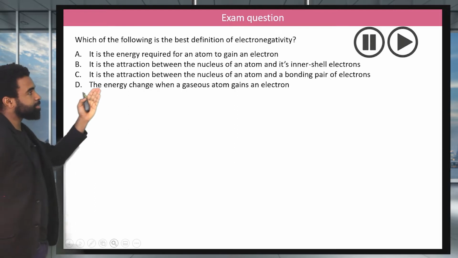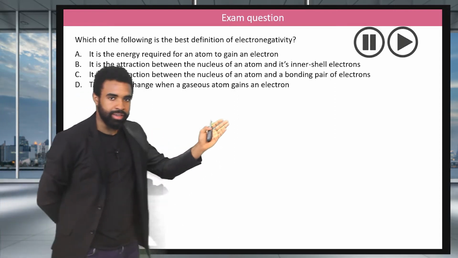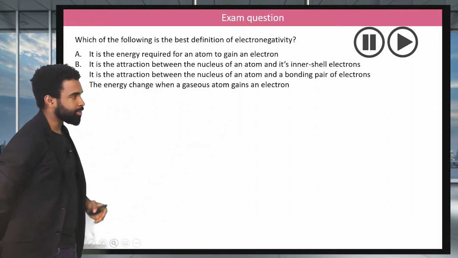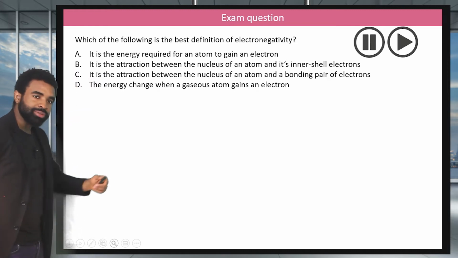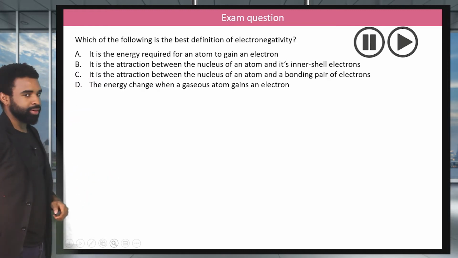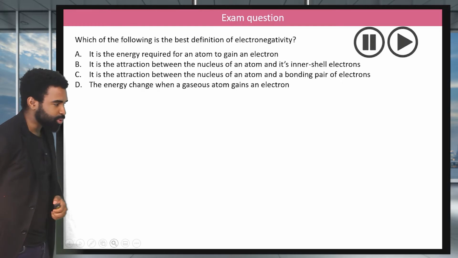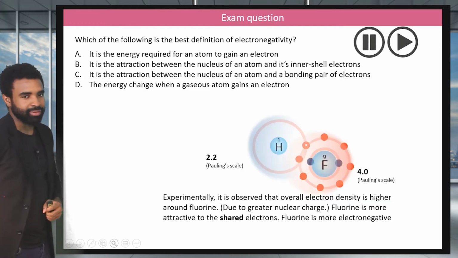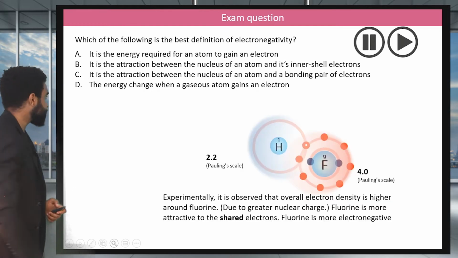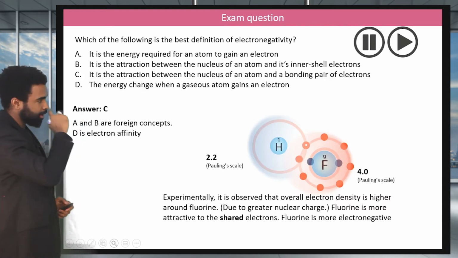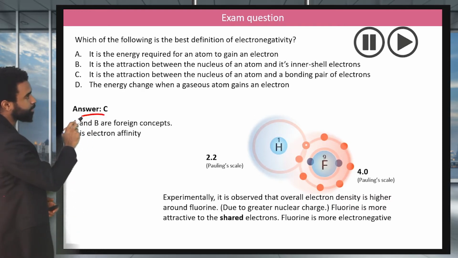Which of the following is the best definition of electronegativity? Pause the video, read through the options, see what you come up with. In 2 seconds, I'll show you a clue, and you can pause the video after the clue again. Read through that if you like. In 2 seconds, I reveal the answer. Here's our answer. Our answer is C.